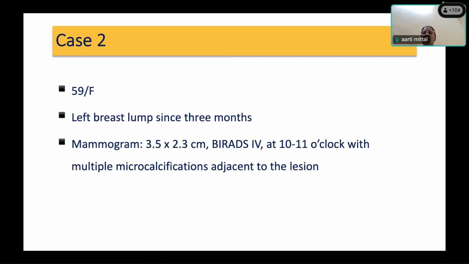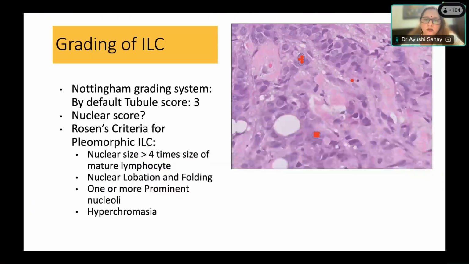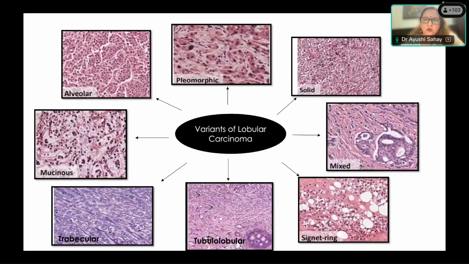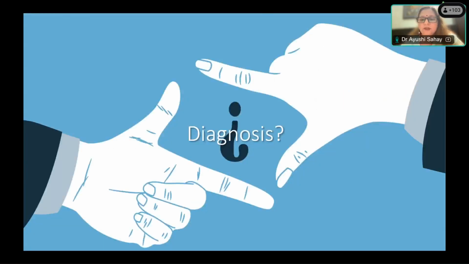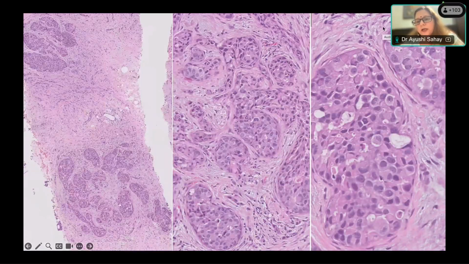Yes, ma'am. How to differentiate between the high-grade DCIS and pleomorphic LCIS? So as I said, the discohesiveness that I tried to show, that is why I particularly showed those areas. So this kind of discohesiveness, if you see, ductal carcinoma in situ is going to be in sheets. Even if it is high grade nuclei, it is generally in sheets.